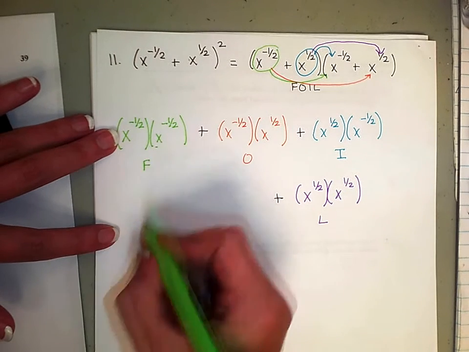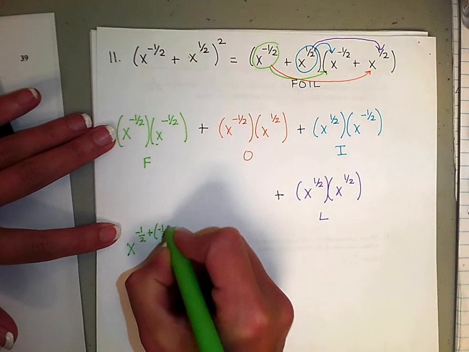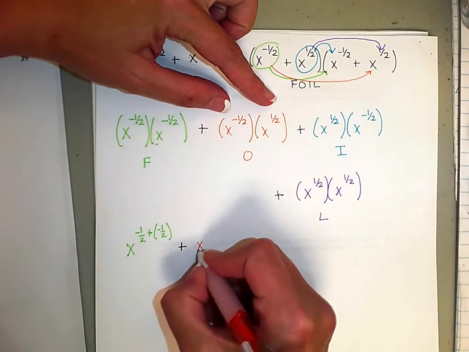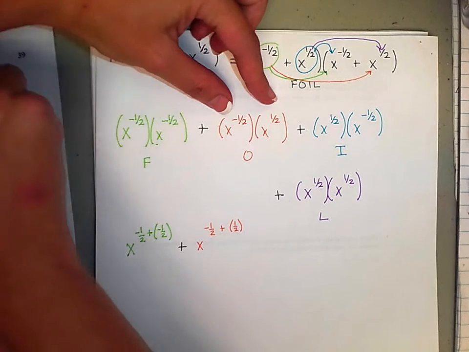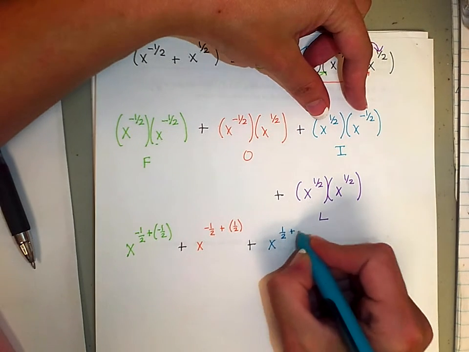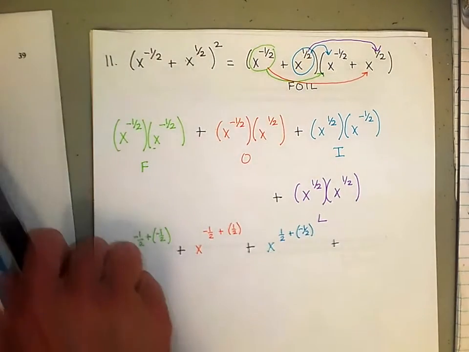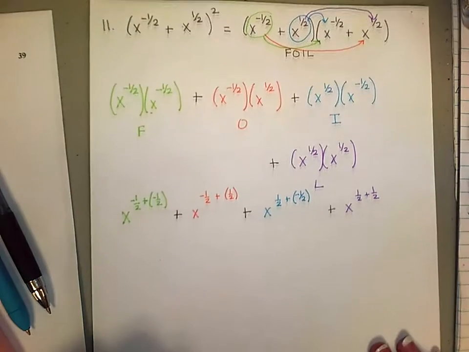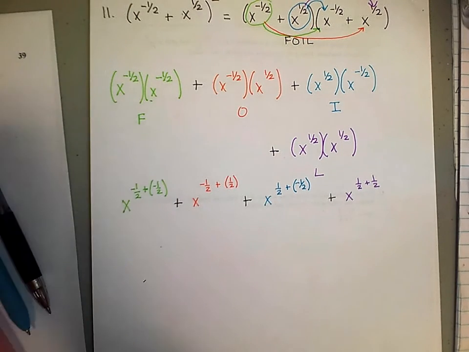we are multiplying with like bases, so we need to add the exponents. So this is x to the negative 1/2 plus a negative 1/2. In the orange, again, we're multiplying with like bases. So this is x to the negative 1/2 plus 1/2. In the blue, we have x to the 1/2 plus a negative 1/2. Plus, here, x to the 1/2 plus 1/2. Alright, so we're slowly bringing it down and simplifying it, and now we'll continue.